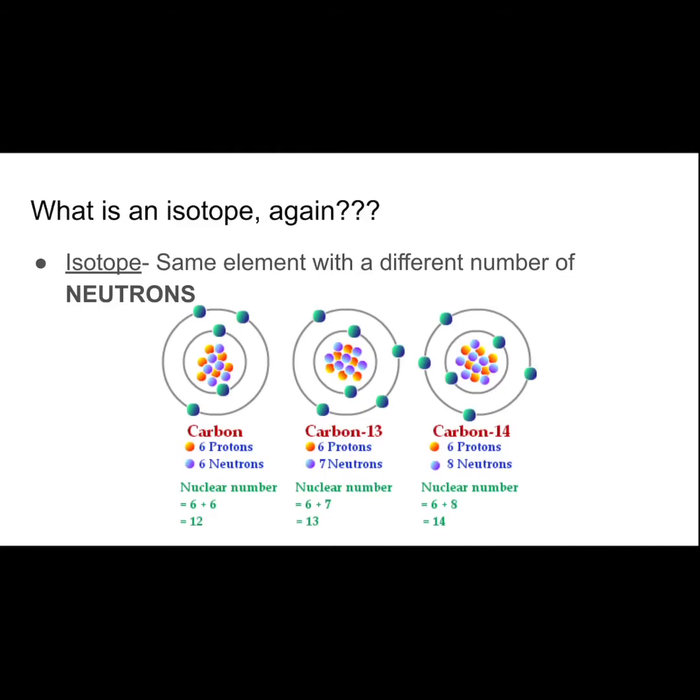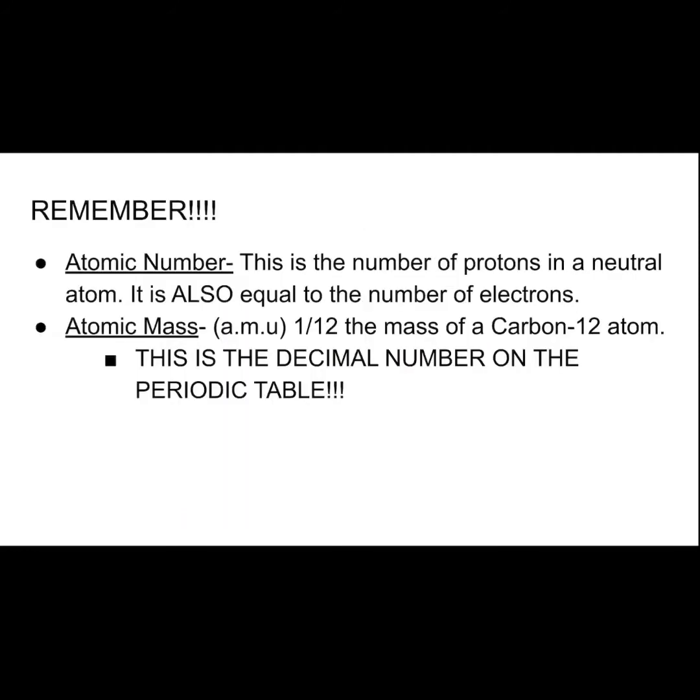What is an isotope again? It's been a few days since we talked about this. So remember that an isotope is the same element, but it has a different number of neutrons, which are found in the nucleus. So in this picture, I have carbon, carbon-13, and carbon-14. They all have different mass numbers, which would be that 13 and 14. And they have a different number of neutrons in the nucleus.